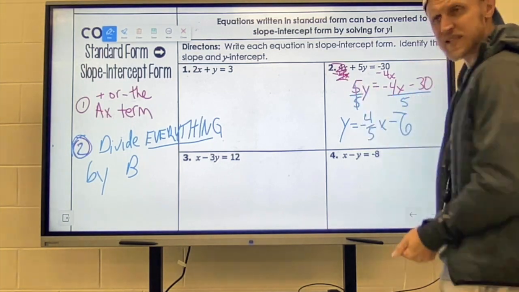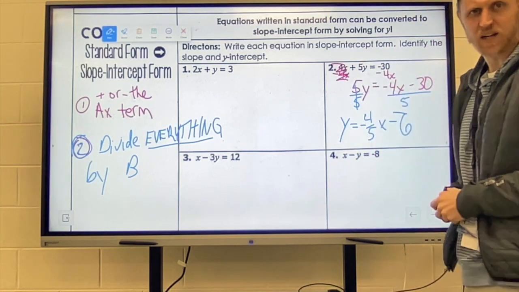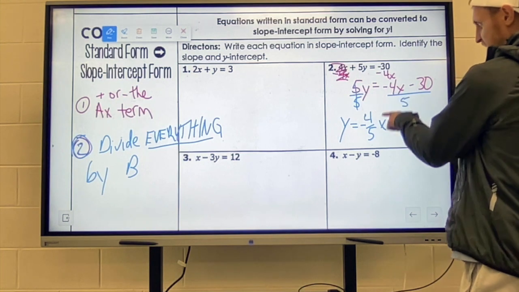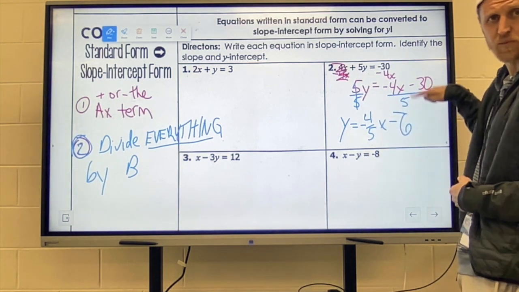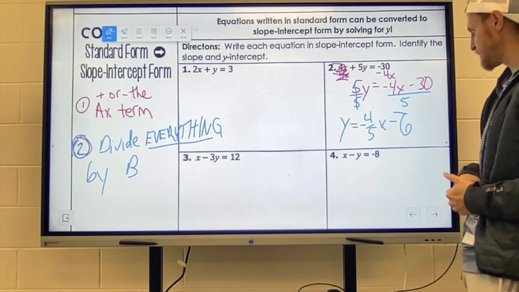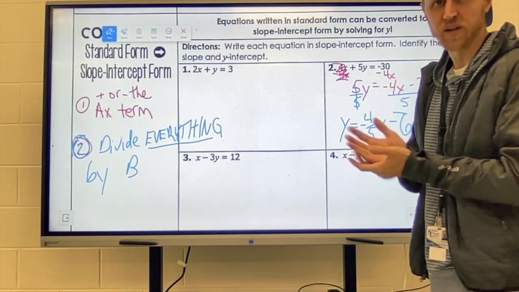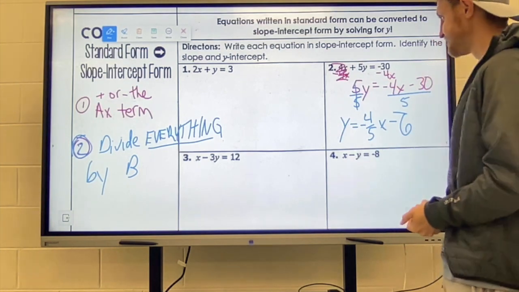Then, to get rid of our pesky little coefficient, the 5, we divided everything by that coefficient, by the b value. And when we did so, we had a negative 4 over 5x, because this one doesn't simplify. And we had a negative 30 over 5 on the other side, because it did simplify into a very pretty little whole number. That gave us something that we could graph pretty easily.